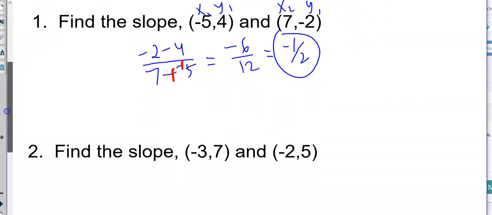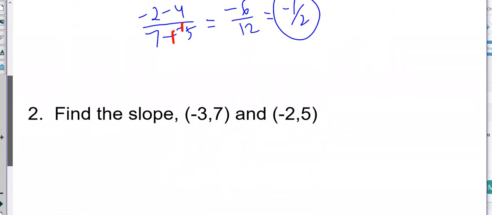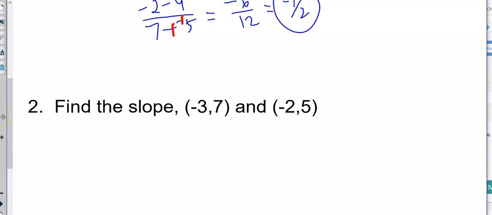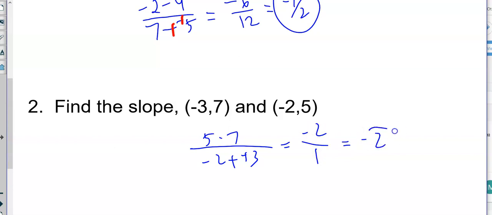And you want to make sure you can get this right every time. So we're going to have a few more problems here. So try this one, stop it, try it on your own, see if you get the right answer. I'll go ahead and work it out. 5 minus 7 over -2 minus -3, which is like +3. You get -2 over 1, which is -2.